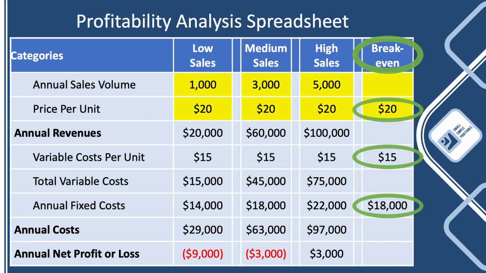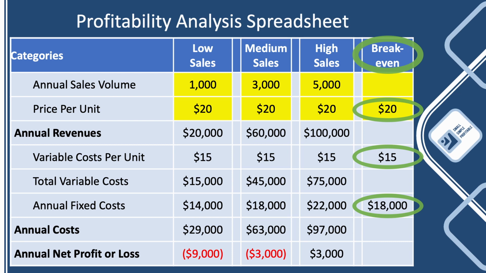Now that we've explored how to fill out the low, medium, and high sales columns in this spreadsheet, let's turn our attention to the break-even column. The goal in the break-even column is to adjust the sales volume until the net profit is zero. The term break-even comes from the idea of just breaking even, with no profits and no losses in the business.